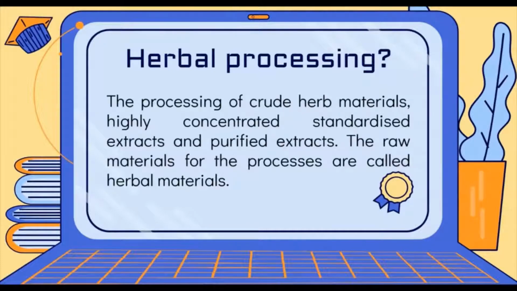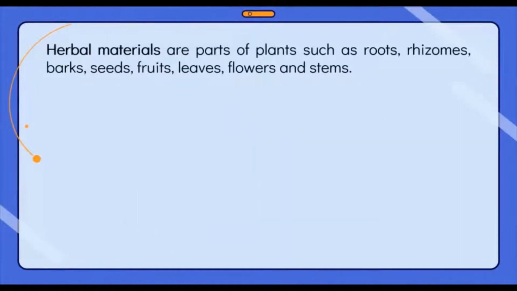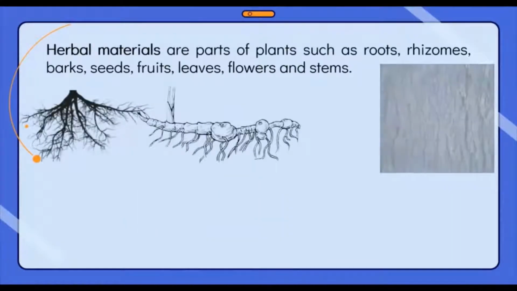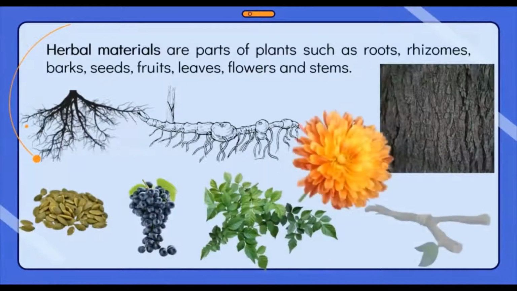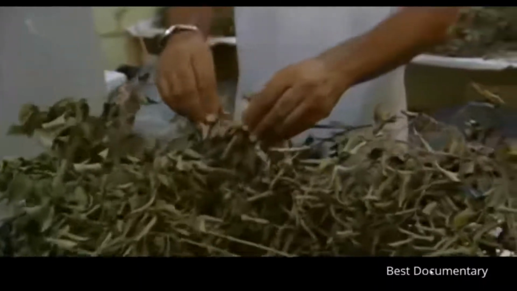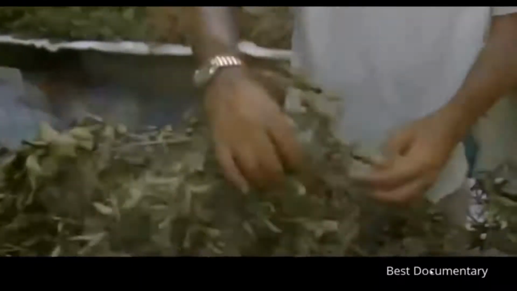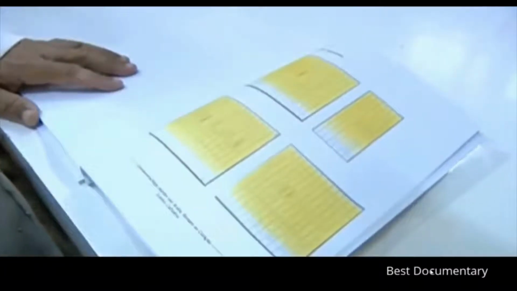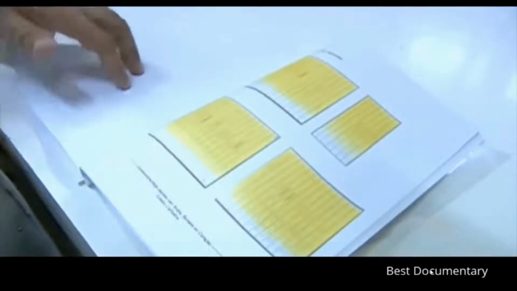Herbal processing is the processing of crude herb materials, highly concentrated standardized extracts, and purified extracts. The raw materials for the processes are called herbal materials. Herbal materials are parts of plants such as roots, rhizomes, barks, seeds, fruits, leaves, flowers, and stems. With the herbal industry rapidly growing in size, consumer safety becomes an important issue that requires special attention. Identification of herbal species in the products is therefore needed. High-quality raw materials are chosen through a species identification process.